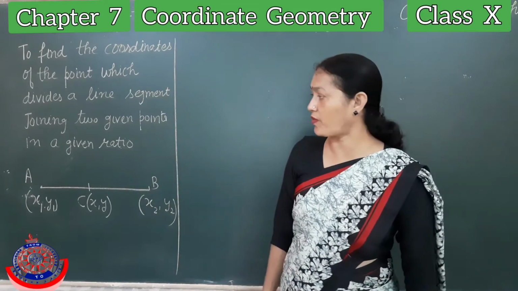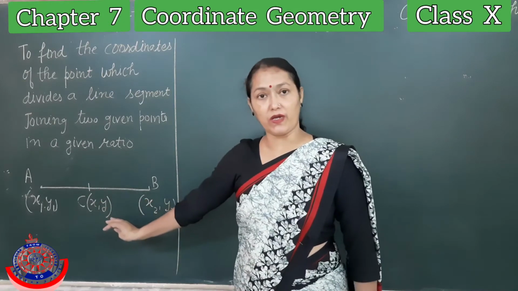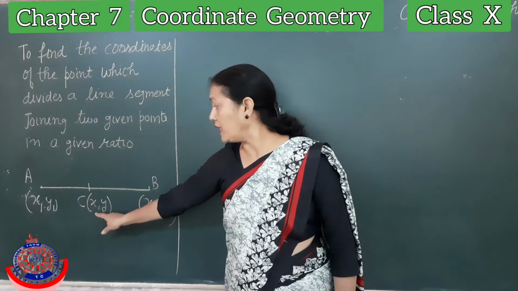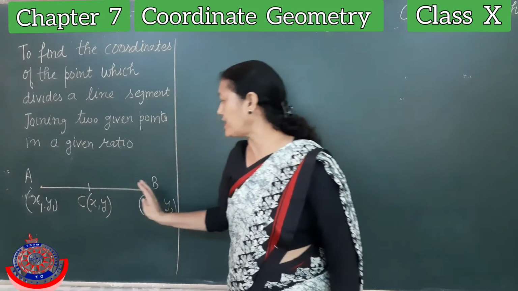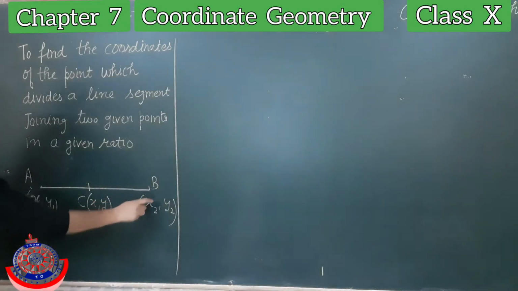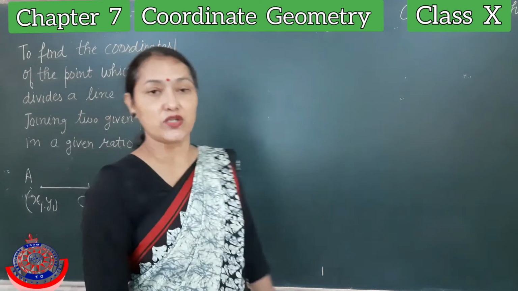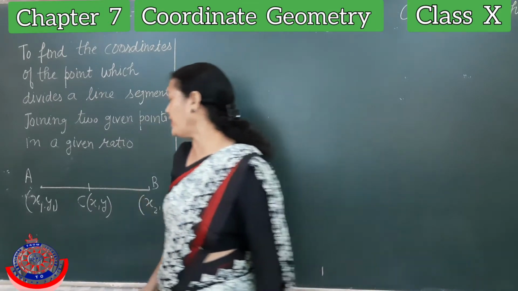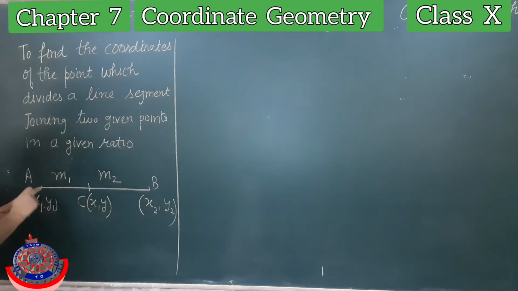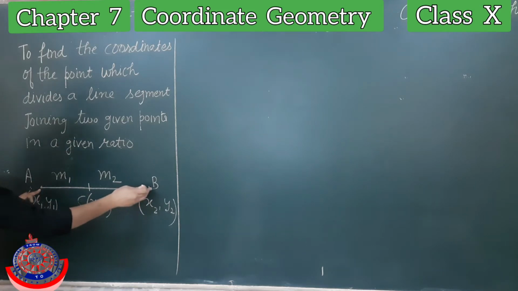What we will be doing in this formula? Using this formula we will be finding the coordinates of a point, say C, which divides the given points A and B, A having coordinates x1, y1 and B having coordinates x2, y2, in a given ratio. This formula is called section formula. Suppose the ratio in which this point C is dividing the line AB be m1 and m2.